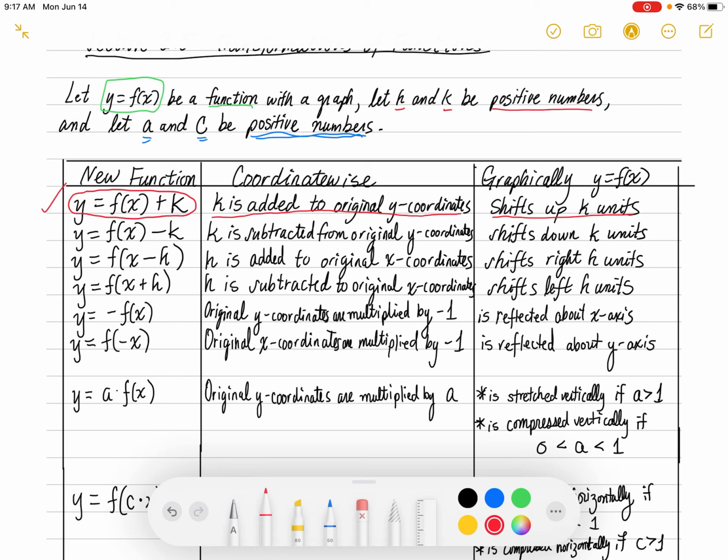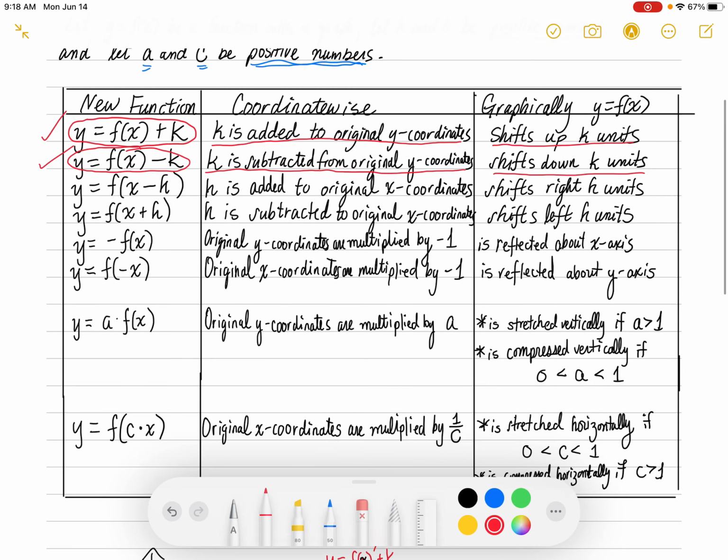Okay, so our next new function is y equals f of x minus k. So that's a minus k outside of the house. That's just going to shift down k units. So you're going to subtract k from all the original y coordinates, and you're going to shift everything down k. So it's pretty similar to the previous one. When you had a plus k outside of the house, you move up k units. When you have a minus k outside of the house, you move down k units. So I'm not going to go through that because it's quite similar to the one we've just done.